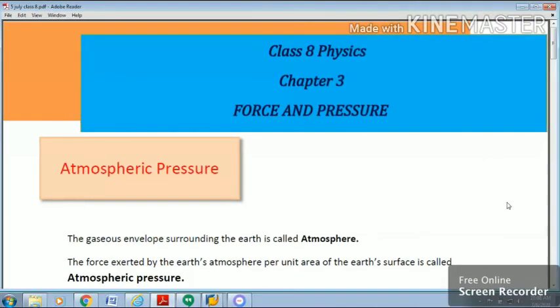Hello students, today we'll continue with chapter 3, force and pressure, and with the new topic, atmospheric pressure. The gases surrounding the earth are called the atmosphere. Due to its mass, the atmosphere exerts a force on earth's surface. The force exerted by earth's atmosphere per unit area of earth's surface is called atmospheric pressure. It is estimated that the pressure exerted by Earth's atmosphere has a value of 10 to the power 5 Pascal.